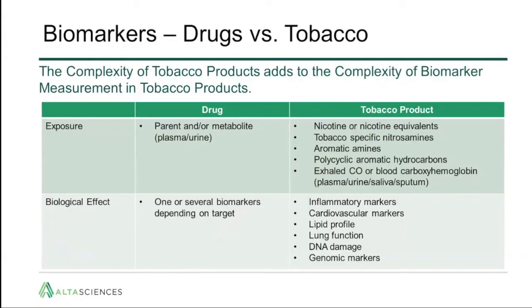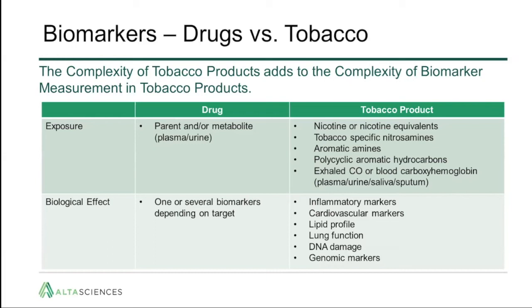So typically biomarkers are conducted for drugs. We look at the exposure and biological effects of drugs, but it is quite complex to evaluate these for tobacco products. The exposure: nicotine or nicotine equivalents. Nicotine has a very short half-life, so oftentimes you have to look for other metabolites to determine the extent of exposure. There are different chemicals in drugs, and there are different effects of exposure. Carbon monoxide, you have polycyclic aromatic hydrocarbons that are generated, aromatic amines. There are a variety of different chemicals that constitute exposure to tobacco products.